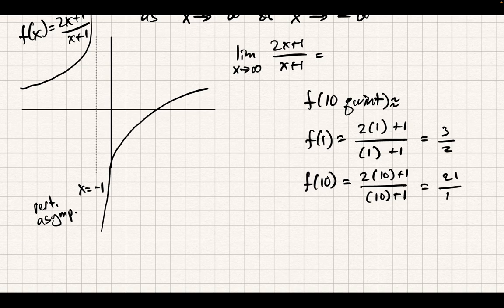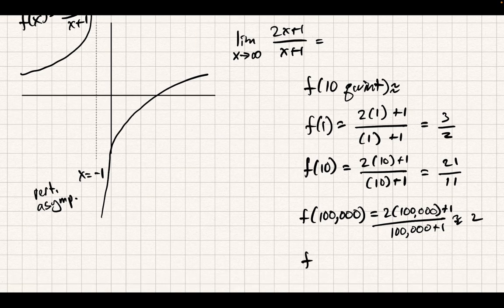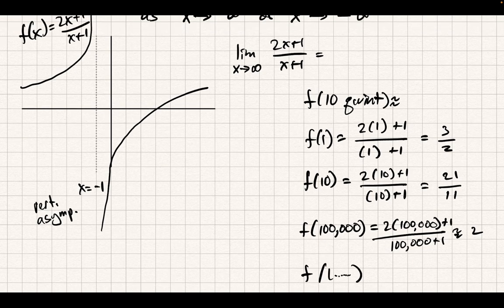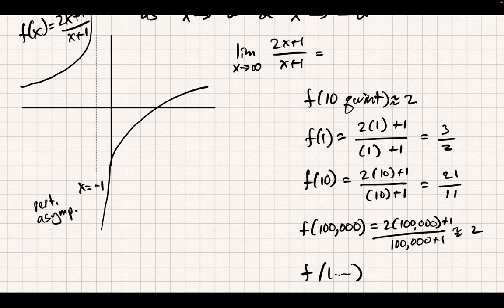F of 100,000 is 200,001 over 100,001, which is approximately 2. F of 10 quintillion is also approximately 2. It's very close to 2.